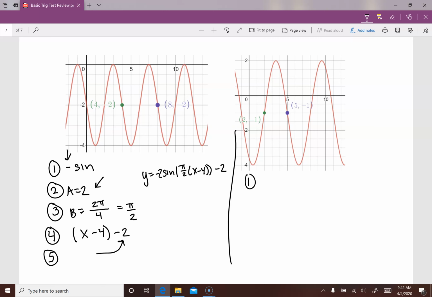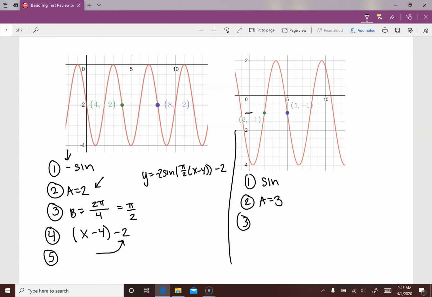All right, next one here, step 1. Is it a positive sine or a negative sine? Well, it goes up first. So that's going to be a positive sine. Step 2 is finding the amplitude. I'm basically going from, you can see here, a -1 all the way up to 2. So that's my amplitude right here. So that's going to be 3. All right, so that's going to be amplitude equals 3.